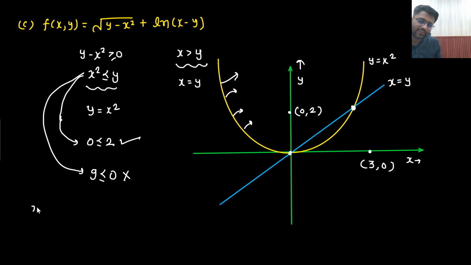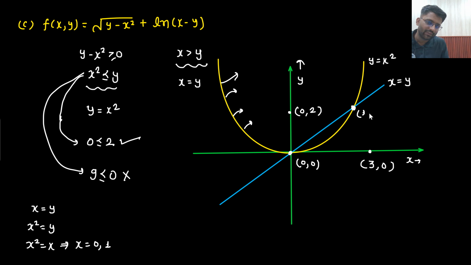Where both of the graphs are cutting, first graph is x equals to y, other graph is x square equals to y. So what you can get from here, x equals to y, so in place of y I can put x. So x square equals to x. From here what we are getting, x equals to 0 and x equals to 1. So they will cut at x equals to 0. When x is 0, what will be the value of y? y will also be 0. When x is 1, the y will also be 1 only. So they are cutting at these points, right?